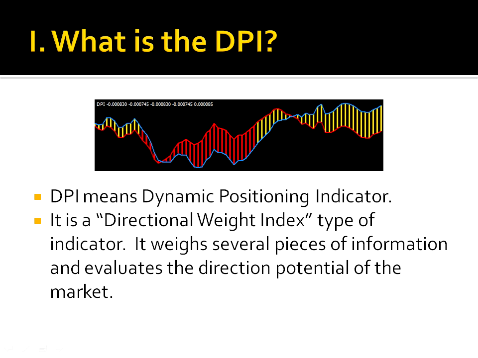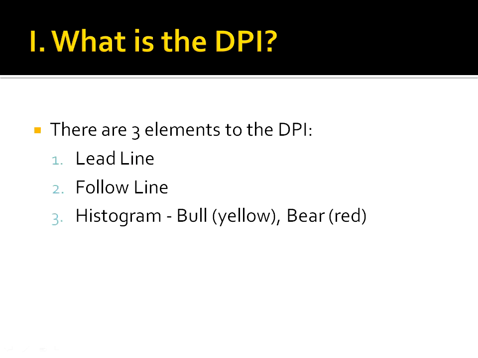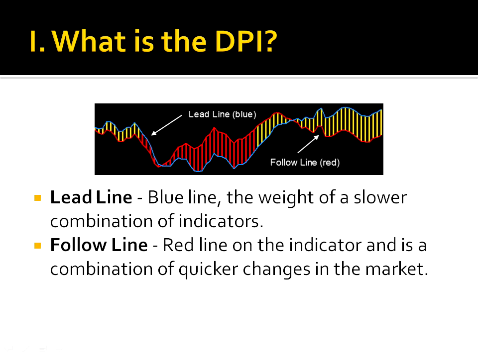It's a directional weight index kind of indicator. It weighs several pieces of information and evaluates the directional potential of the market. There are three elements to the DPI indicator. We've got the lead line, the follow line, and then we've got the histogram, and they consist of the yellow and red bars.